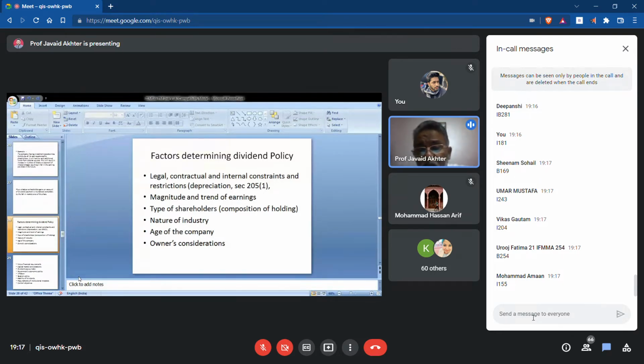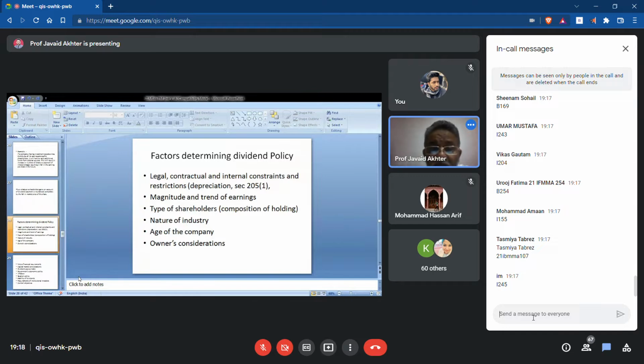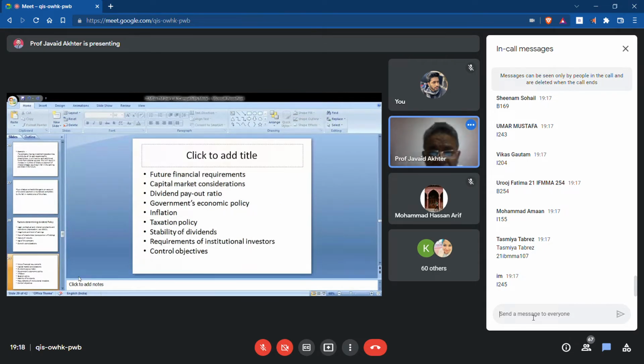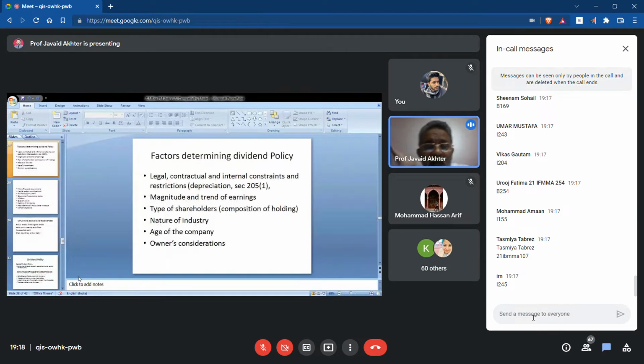Like I'll be talking about what are the legal, contractual and internal constraints of paying dividend. There are rules I'll be covering. Then the magnitude and timing, the details of it all I'll be providing to you. Then further it continues, like the factors or determinants of a dividend policy. Each one I'll take up. So let me start with the first one: legal, contractual and internal constraints.